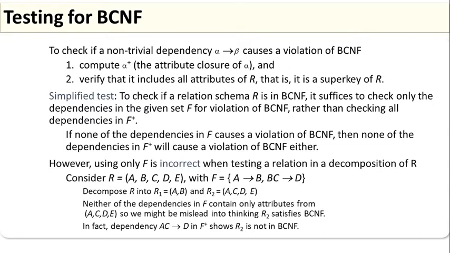While testing for BCNF, that is, to check if a non-trivial dependency alpha to beta causes a violation of BCNF, what you have to do first is compute alpha plus, the attribute closure of alpha, and verify that it includes all the attributes of R. That is, alpha is always a superkey of R. There is a simplified test to check if the relation schema R is in BCNF. It is enough to check only the dependencies in the given set F for violations of BCNF, rather than checking all the dependencies in F plus.